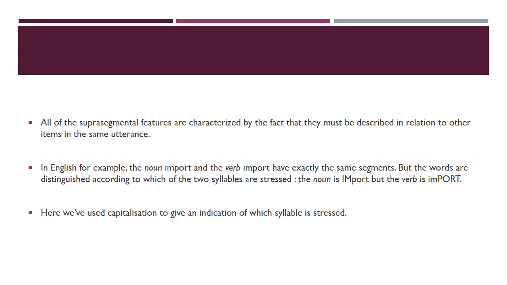All of the suprasegmental features are characterized by the fact that they must be described in relation to other items in the same utterance. In English, for example, the noun import and the verb import have exactly the same segments, but the words are distinguished according to which of the syllables is stressed. The noun is IMport, but the verb is imPORT. Here we use capitalization to give an indication of which syllable is stressed.